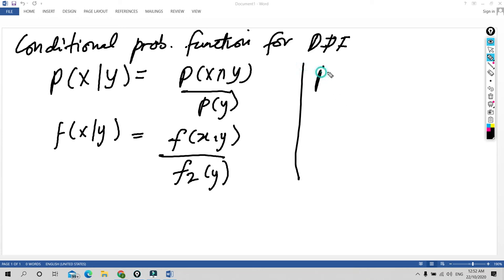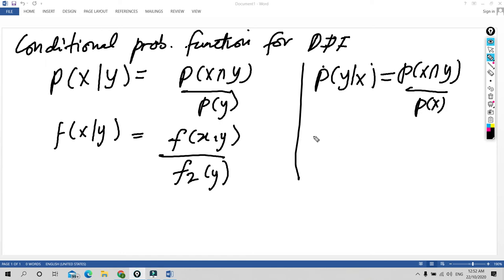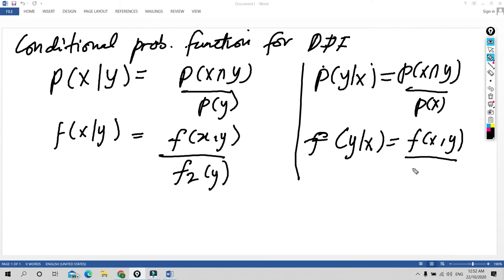If you have the probability of y given x, by definition it is equal to the probability of x intersect y divided by the probability of x. In terms of the probability function, the conditional of y given x is equal to f(x,y) divided by f sub 1 of x. This is how we solve the conditional function. Let's look at one example.